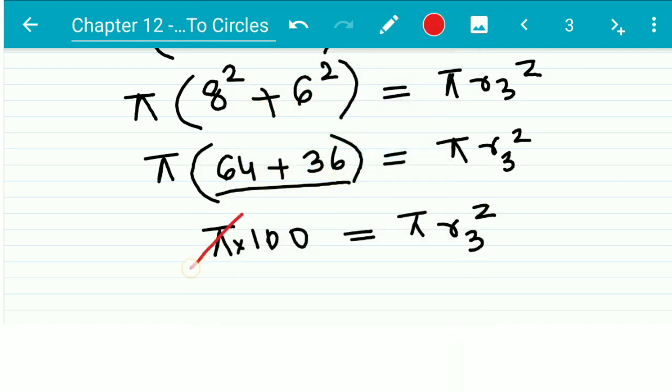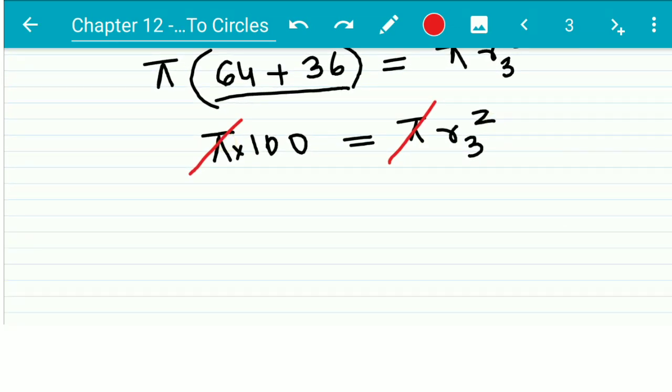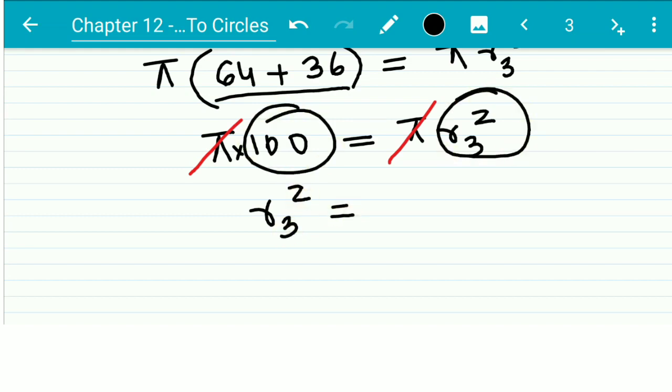Now we can cancel pi and pi on the opposite side. Because whenever you take pi to this side, it will be divided by pi, so you can cut. So I am going to cancel pi and pi on both sides. What is remaining? r3 square is equal to 100. Only this and this is remaining. So r3 square is equal to 100.